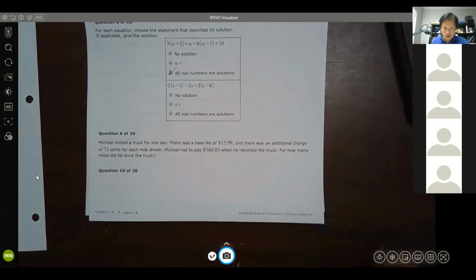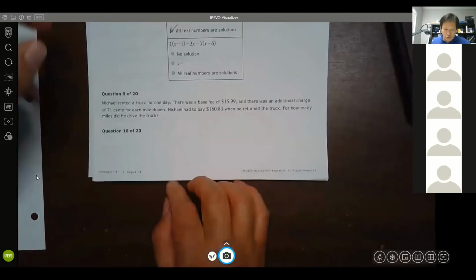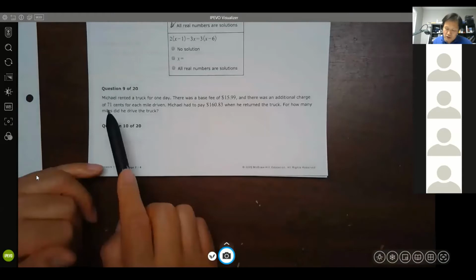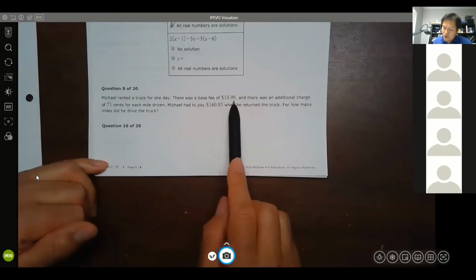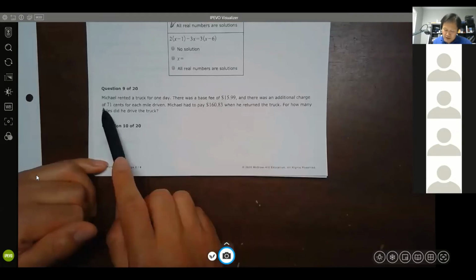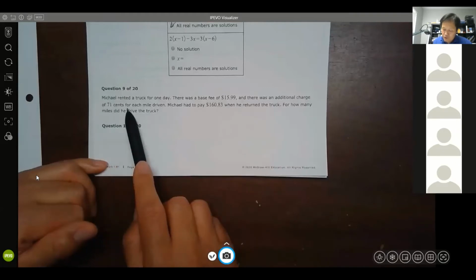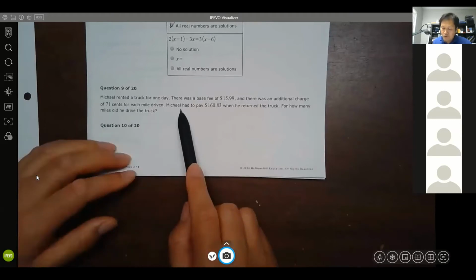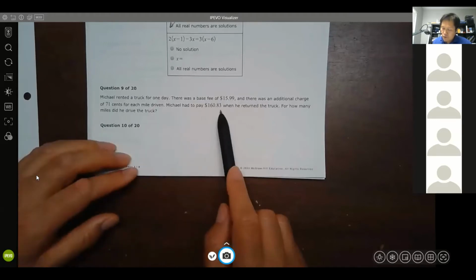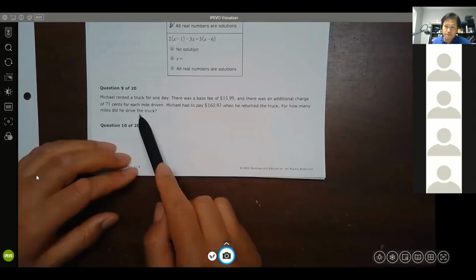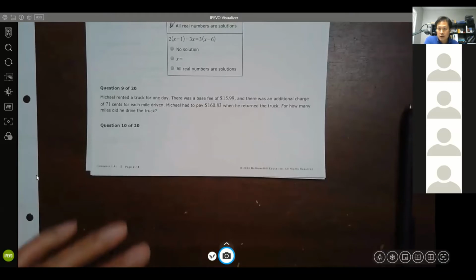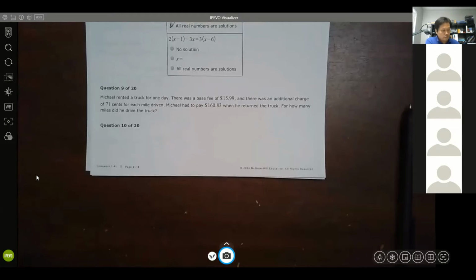Okay. Let's look at question number 9. Michael rented a truck for one day. There was a base fee of $15.99, and there was an additional charge of 71 cents for each mile driven. Michael had to pay $160.83 when he returned the truck. For how many miles did he drive the truck? I want you to think about it. If you can do it, even better. So I'll give you 1 minute.